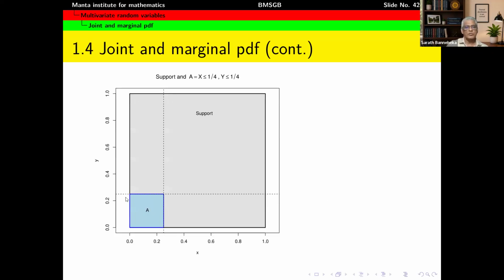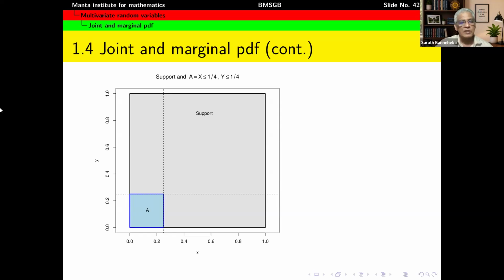So this is 0.25, this is 0.25. So what we are looking at is the probability that the random point (X, Y) is in this rectangle. In this case, it is a square again, right? So what we have to do now is integrate the joint density over the whole area here. If I want to integrate over the whole area, you can integrate with respect to y first and then x, or with respect to x first and then y later.